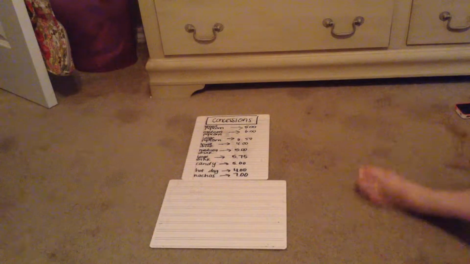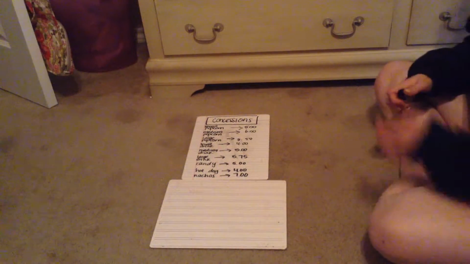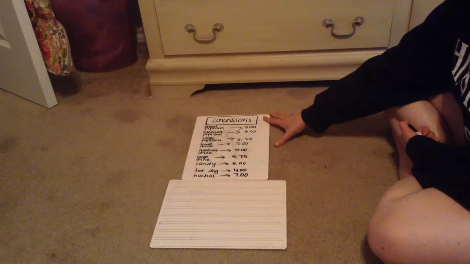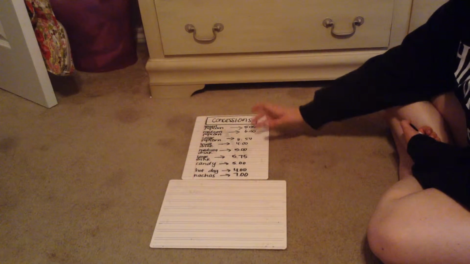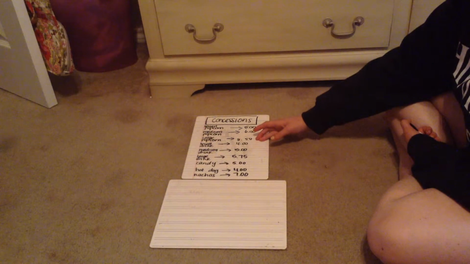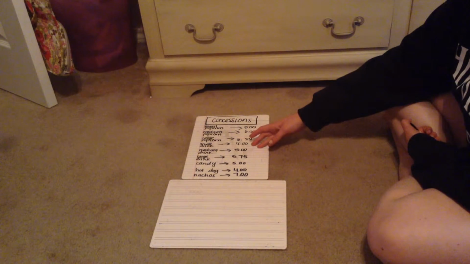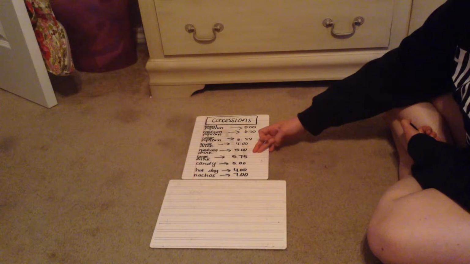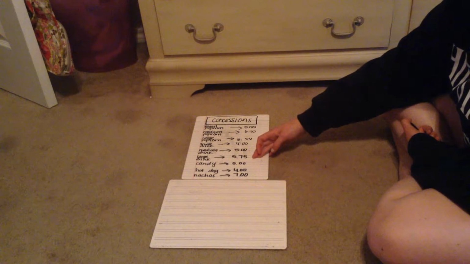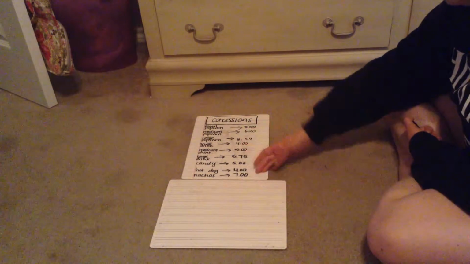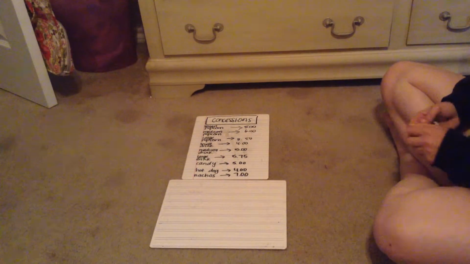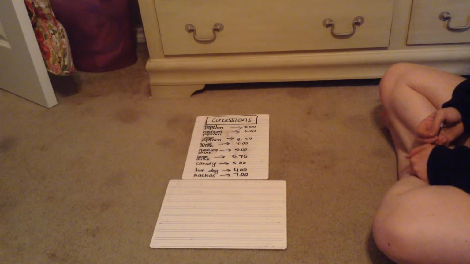So, for concessions, let's go ahead and review this together. We have a small popcorn for $5, a medium popcorn for $6, a large popcorn for $6.50, a small drink for $4, a medium drink for $5, a large drink for $5.75, candy is $5, a hot dog is $4, and nachos is $7. So, we're going to go ahead and start with the box and whisker plot.